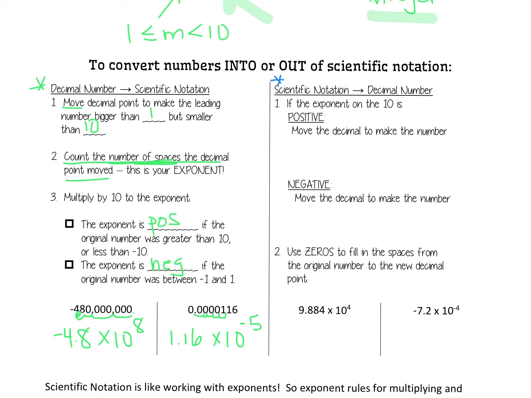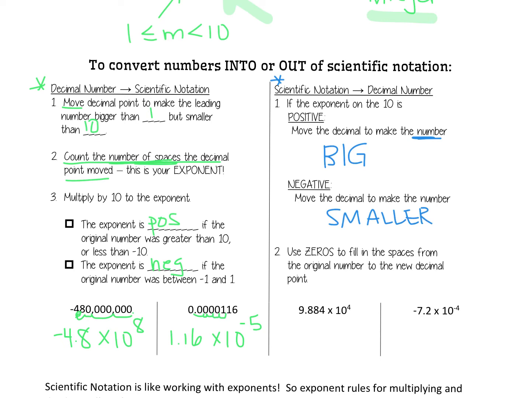Now, when we switch to looking at taking scientific notation back to a regular number, it's all about identifying, sort of like the reverse process, whether that exponent of 10 is positive or negative. If it is positive, we're going to move the decimal so that the number is bigger. If that exponent is negative, we're going to move the decimal point so that the number itself becomes smaller. And then we just use zeros to fill in the spaces.